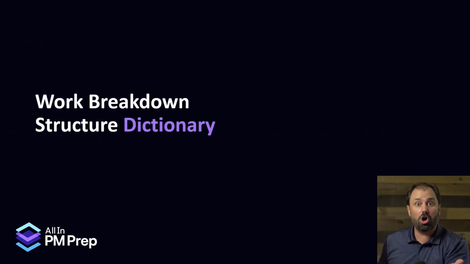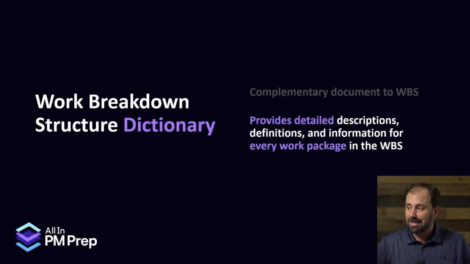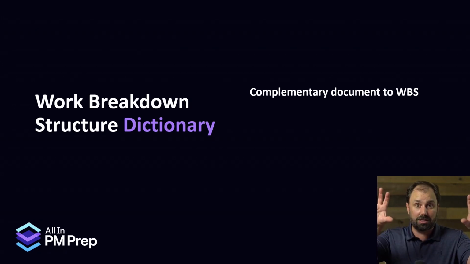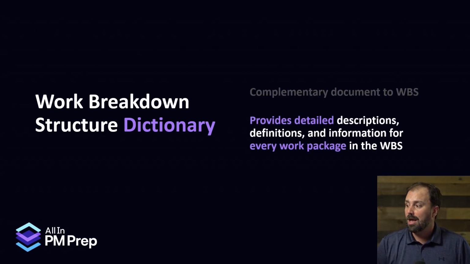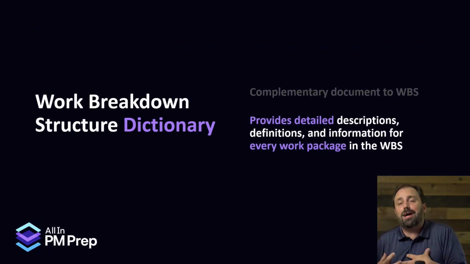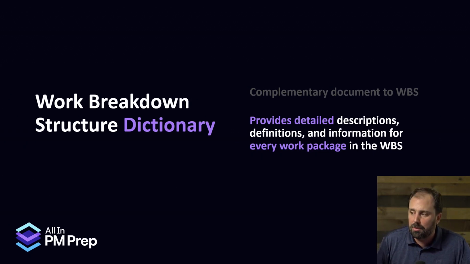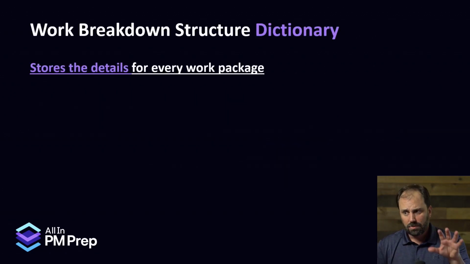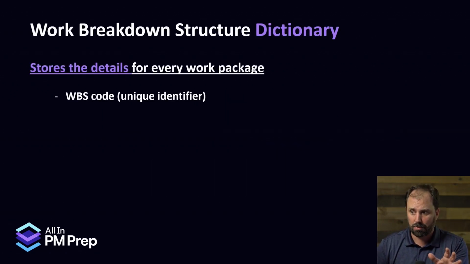The document is called the Work Breakdown Structure Dictionary. That's what it is, right? So the WBS Dictionary is a complementary document to the WBS. Kind of makes sense, WBS and WBS Dictionary. They're like brothers and sisters, right? And it provides the details. This is the repository, all the details, the descriptions, the definitions, the information, all we need to know about that work package is in that WBS Dictionary, okay? So it stores all the details for every work package.